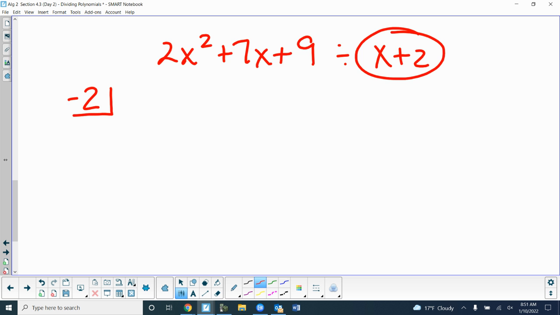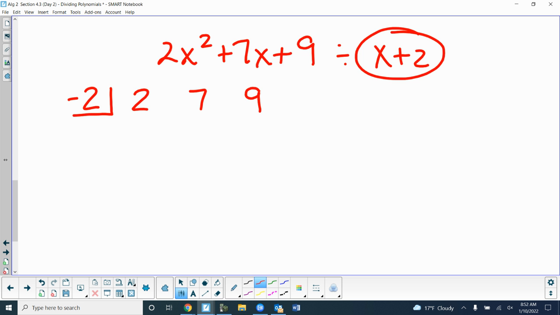Now we use these coefficients. The coefficient of x squared is 2. The coefficient of x is 7. And the constant is 9. Nothing was missing, so I didn't have to add any zeros. But in that top row of numbers, sometimes you're going to have to add a 0. If we started with an x to the fourth and then there wasn't an x cubed, we'd have to put a 0 in that spot. Okay, don't forget that.